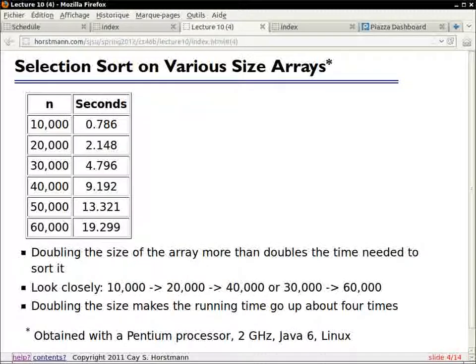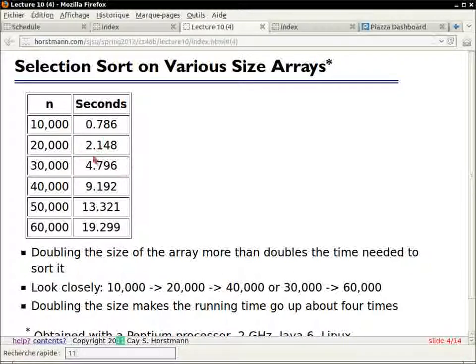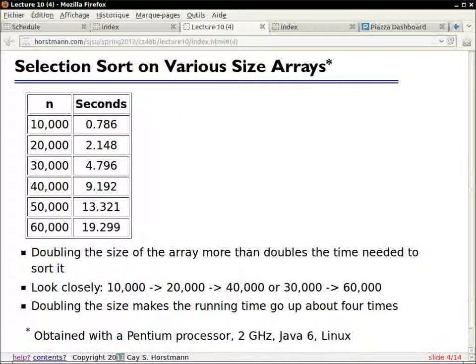So if we look at the numbers again, compare, for example, 10,000 to 20,000. So 10,000 to 20,000 went from 0.7 seconds to 2.1. That looks like it kind of tripled. But then look at 20,000 to 40,000. So here it looks like it went up by a factor of, maybe more than 4. Or from 30,000 to 60,000 also looks up like about a factor of 4. And that, in fact, turns out to be true for this data set. Generally, when you double the size of the input, then the running time goes up about 4 times.